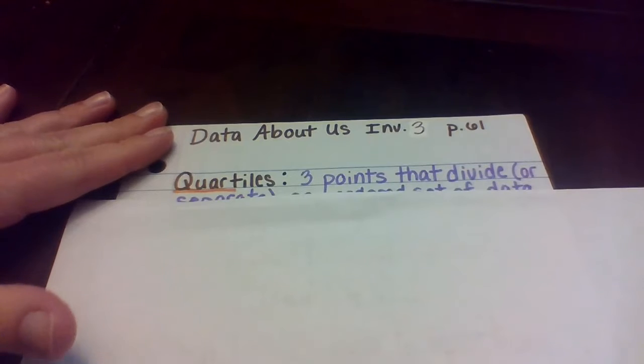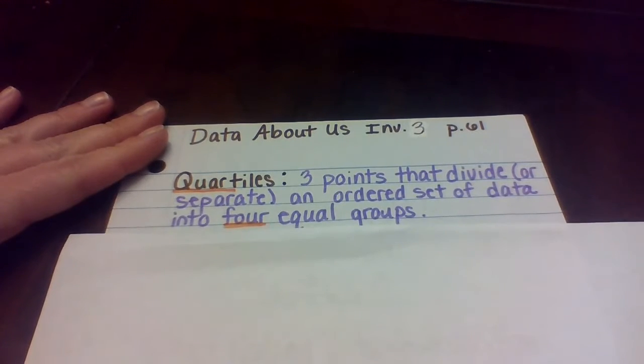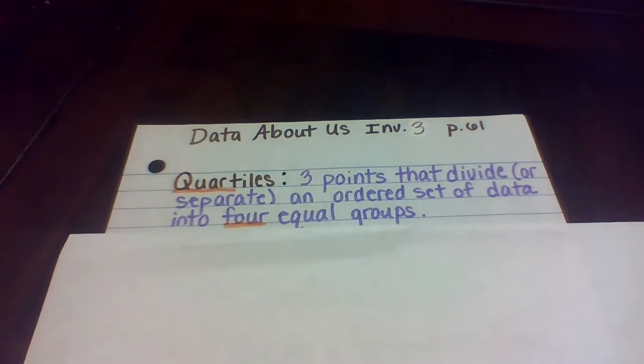The focus is on interquartile range, and before we get to that I want to go over some vocabulary with you that'll help explain how to find interquartile range. So first we have quartiles, and the definition says 3 points that divide or separate an ordered set of data into 4 equal groups.